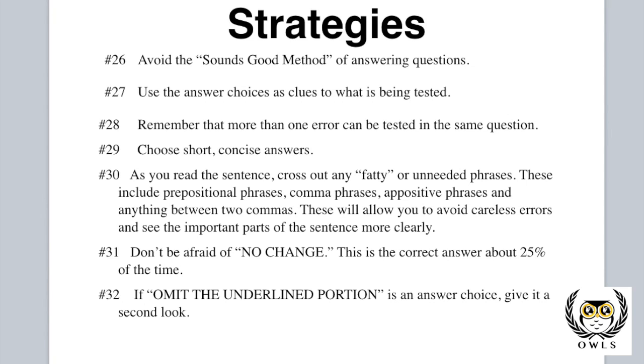Finally, if omit the underlined portion is an answer choice, give it a second look. As I said, the ACT likes to keep things short and concise. So if omit this part is available, then try taking it out and making sure the sentence still makes sense. It may not have other details. It may not have as much style or flair, but the ACT prefers short, concise writing over writing that is verbose.